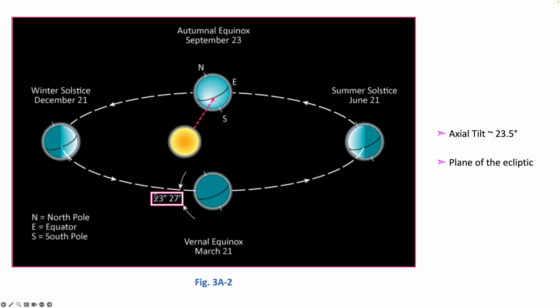And so the Earth's axis is tilted about, and for our purposes, we're just going to say it's 23.5 degrees relative to the plane of the ecliptic. Now, it's not relative to the sun, it's relative to the plane.